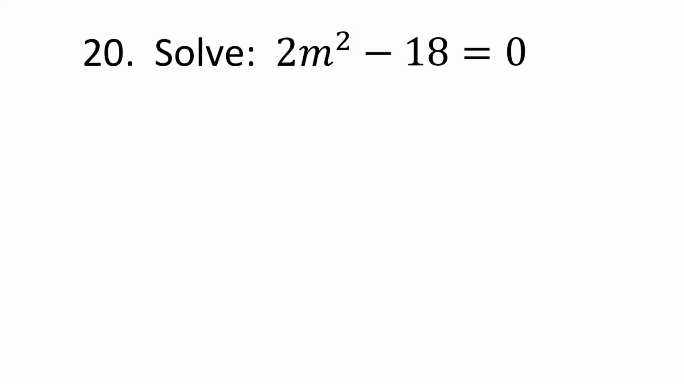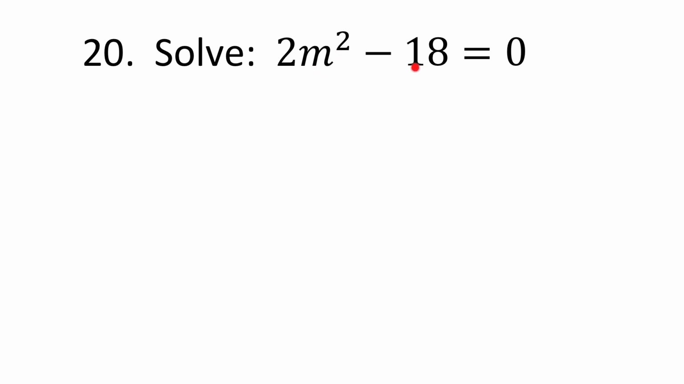Number 20. Now we're doing something different. It says solve. So we are looking for the value of the variable. And the variable is an m, not an x. So it's very common to have an x, but this one has an m. And we have a quadratic equation. You guys have a degree of 2. Quadratic equation: 2m squared minus 18 equals 0.